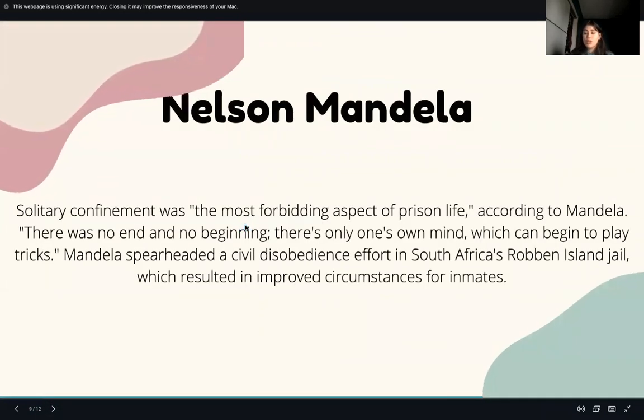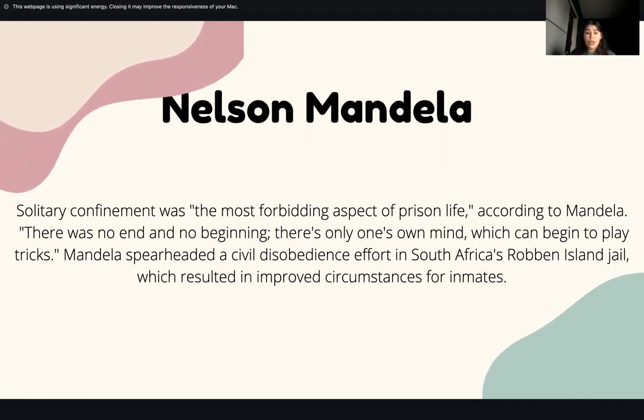So, who is Nelson Mandela? Nelson Mandela was a former president of South Africa. He died a few years ago, back in 2013 or 2012, and he was in prison for a lengthy amount of time, and he was placed into solitary confinement. So to him, solitary confinement had a place in his heart because it was something important that he thought he should speak out about. To him, it is the most forbidding aspect of prison time.